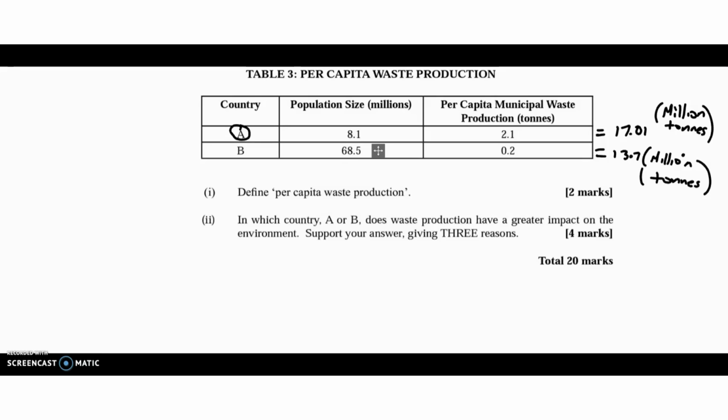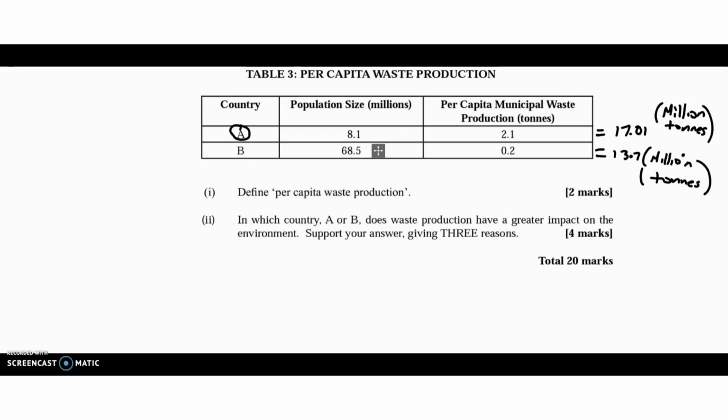So in which country, A or B, does waste production have a greater impact on the environment? First and foremost, country A would actually have a higher total per capita waste production than that of country B. All right, that's number one. Now, the per capita municipal waste production in terms of tons is in fact an estimated, I should say over, 10 times higher in country A than that of country B.